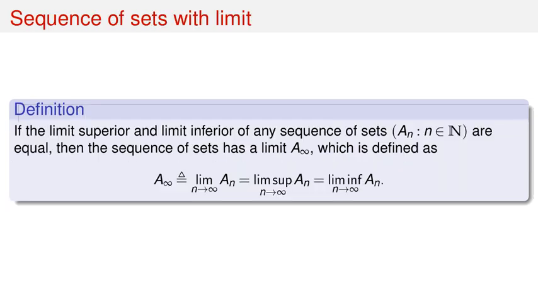This brings us to the definition of a limit for a general sequence of sets. If the limit superior and the limit inferior of any sequence of sets A_n for n in N are equal, then we say the sequence of sets has a limit. Let's call it A_infinity. This limit A_infinity is defined as being equal to both the lim sup of A_n and the lim inf of A_n.